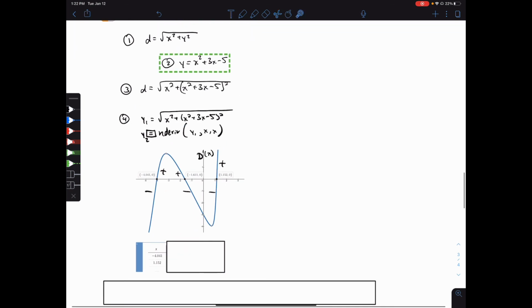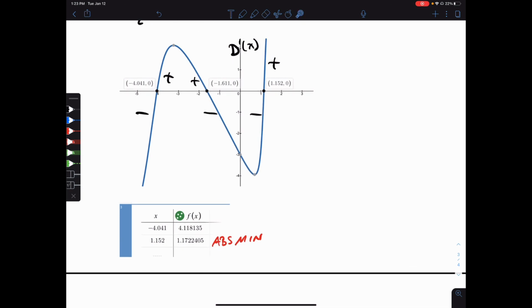To determine that, we have to take those x values and we got to plug them into the original function, into y1, if you will. If you do that with the table feature in your calculator, you will find that at 1.152, that's the x value, we're going to have an absolute minimum.